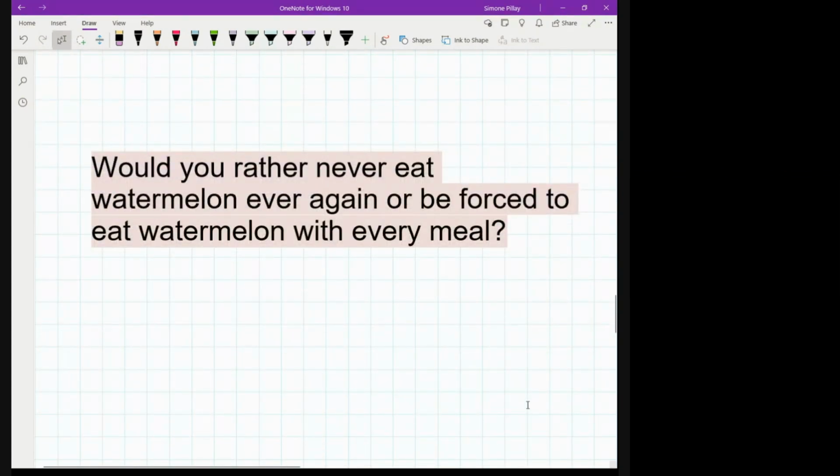Okay, next question. Would you rather never eat watermelon ever again or be forced to eat it with every meal? Itandile, yes. Ma'am, I never eat watermelon ever again. I hate the seeds in the watermelon. I really, really hate the seeds, and they get in your teeth, and it's just weird.